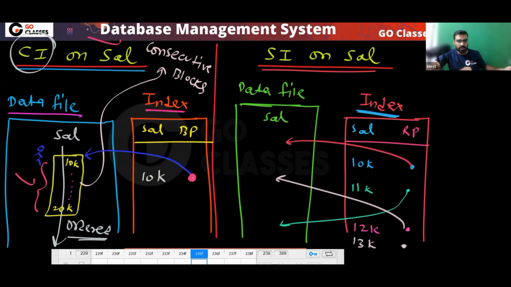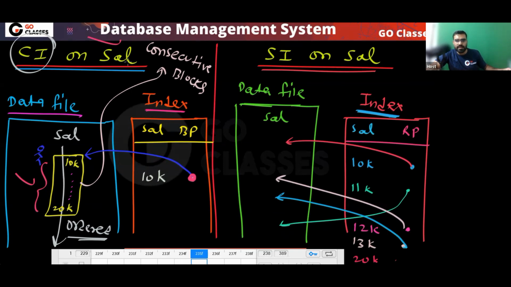So this 13K you take, and maybe this 13K, maybe this record you will find here. Are you getting my point? Tell me, is this clear? So, okay. For every value, like I can say 10K, 11K, 12K, 13K, till 20K, for everything you have to do this. So which is faster?